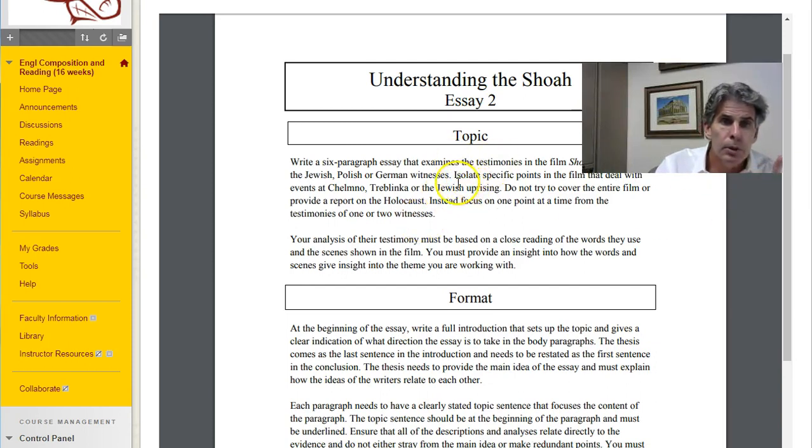So now what you're going to be doing is isolating specific points in the film that deal with events in Chelmno, Treblinka, or the Jewish uprising. As you go through these different accounts, I would like you to determine whether or not you want to write on Chelmno, whether or not you want to write on Treblinka, and that's one of the more efficient camps, or whether or not you want to write on the Jewish uprising that came towards the end. I took Auschwitz out of it just because so much is known about Auschwitz. I wanted everybody to experience this in a somewhat new way. So don't worry if you don't know much.